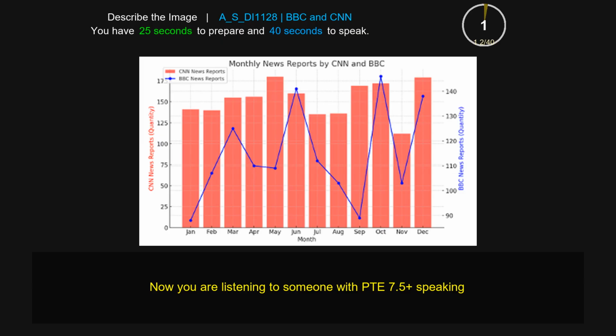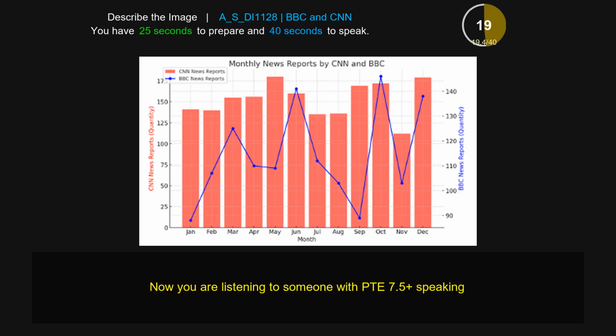The image shows monthly news reports by CNN and BBC. The x-axis represents different months, which include January, February, March, April, May, June, July, August, September, October, November, December. The red lines are also present in the picture. The blue lines are also present in the picture.